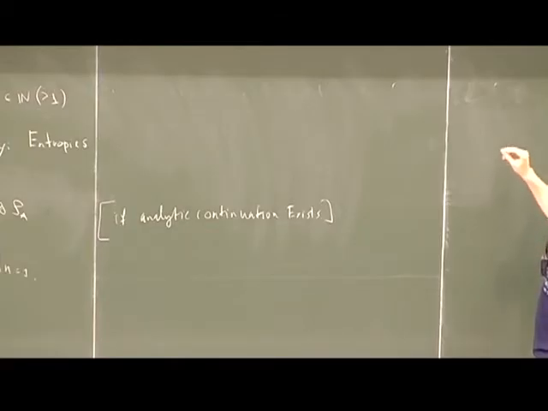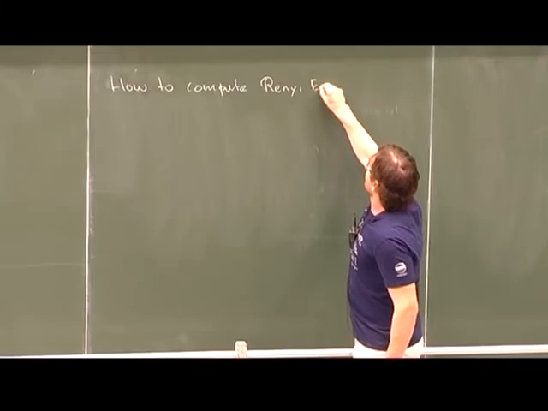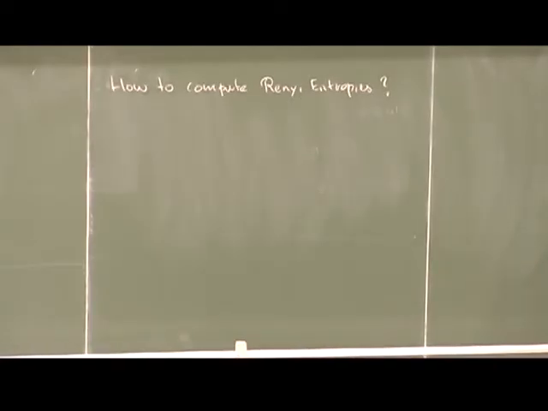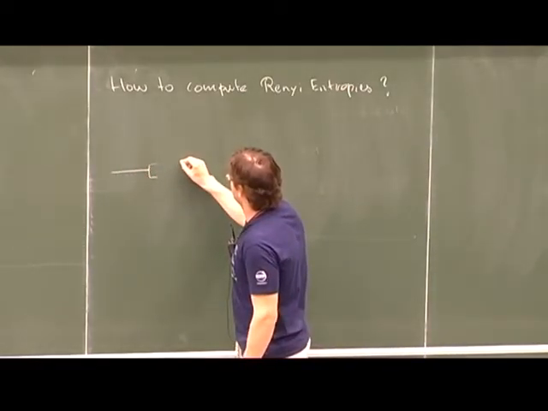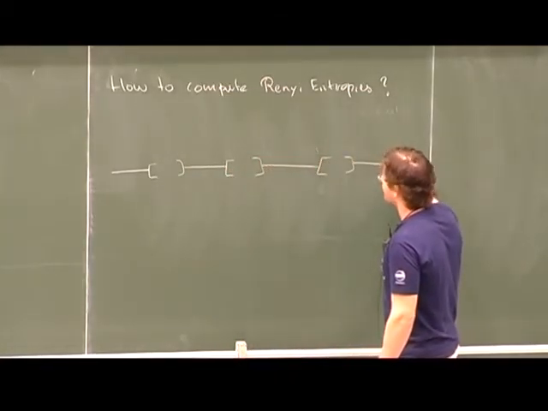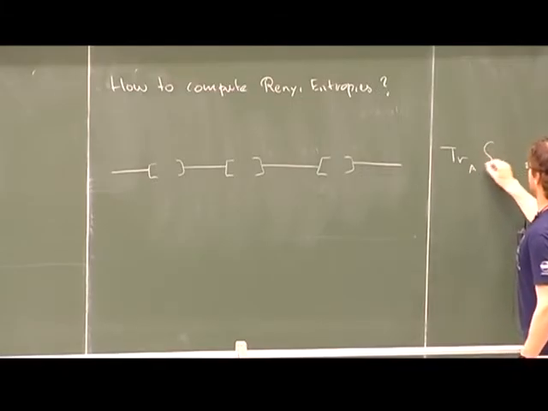So how do we compute the Rényi entropies? The idea is that once you know all the Rényi entropies, you could analytically continue to n going to 1 and extract the von Neumann entropy. So you imagine this interval, and let's say that A consists of some disjoint union of intervals, just for simplicity. We want to compute the trace over A of rho A to the power n.